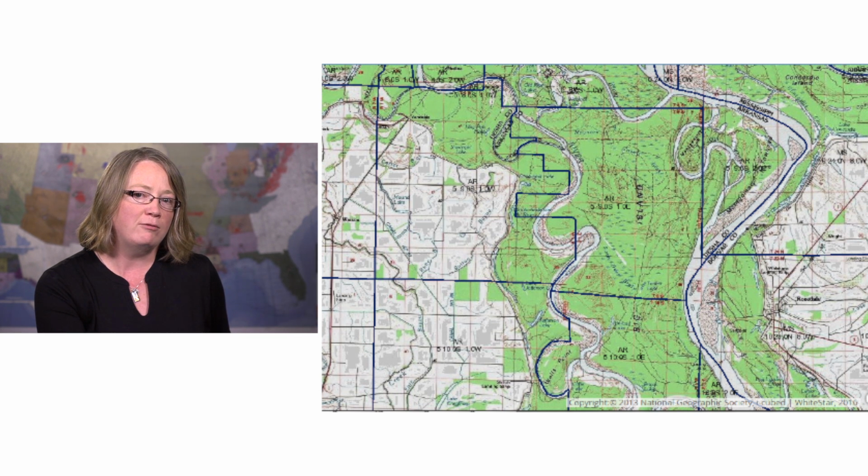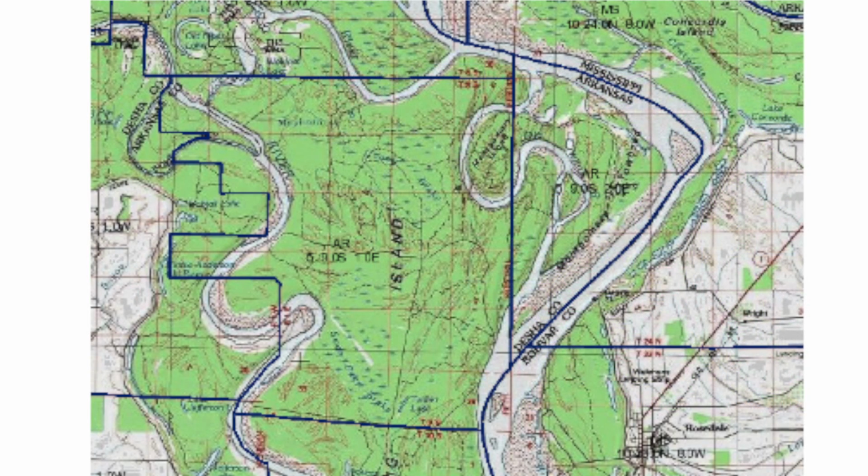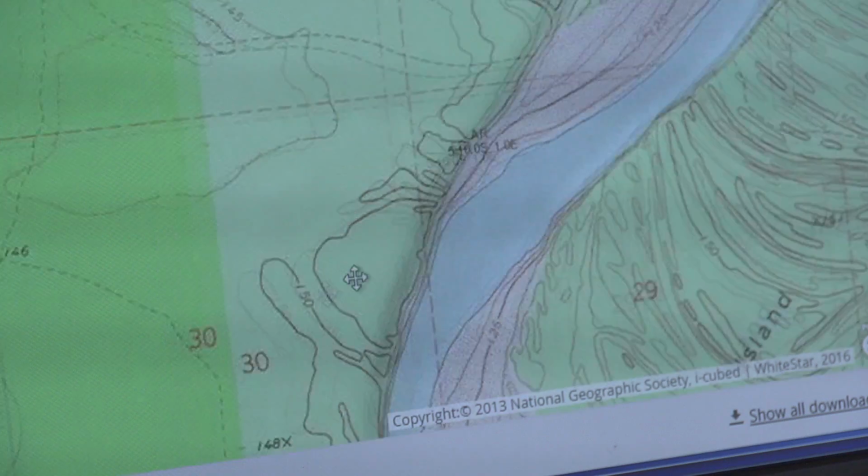by WhiteStar around 1995. Notice the 5th principal meridian is non-contiguous and appears both east and west of the Arkansas River. Also notice a township has been labeled Arkansas Meridian 5, Township 9 South, Range 2 East. But the topo map does not support these attributes.